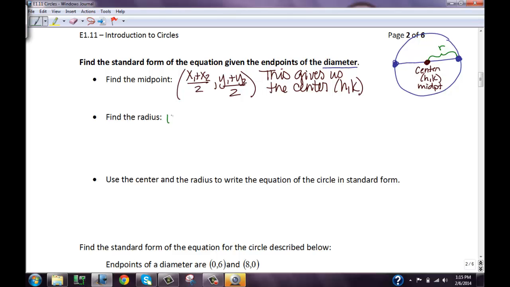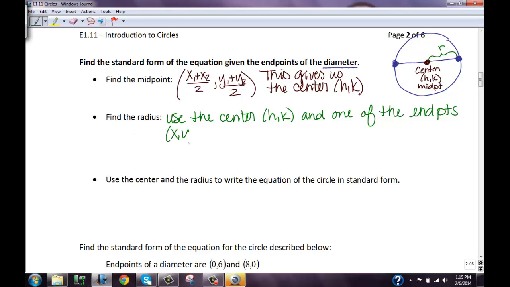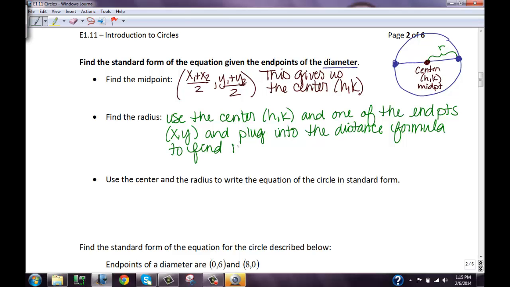Okay. We're going to go ahead and use the center, which was HK, and one of the endpoints, which we're going to say xy, and plug into the distance formula to find r. So remember again, r is equal to the square root of x minus h squared plus y minus k squared. Okay, so we're calling this point over here just xy.